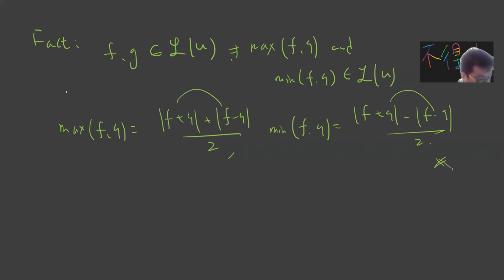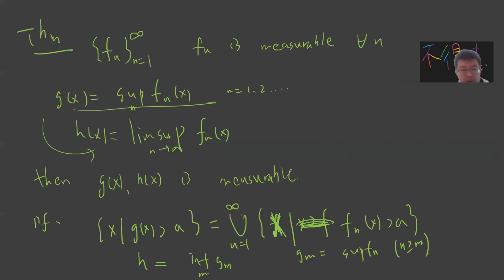Also, the limit of a convergent sequence is measurable due to this property, because if the limit is convergent, it means the sup of f becomes something.